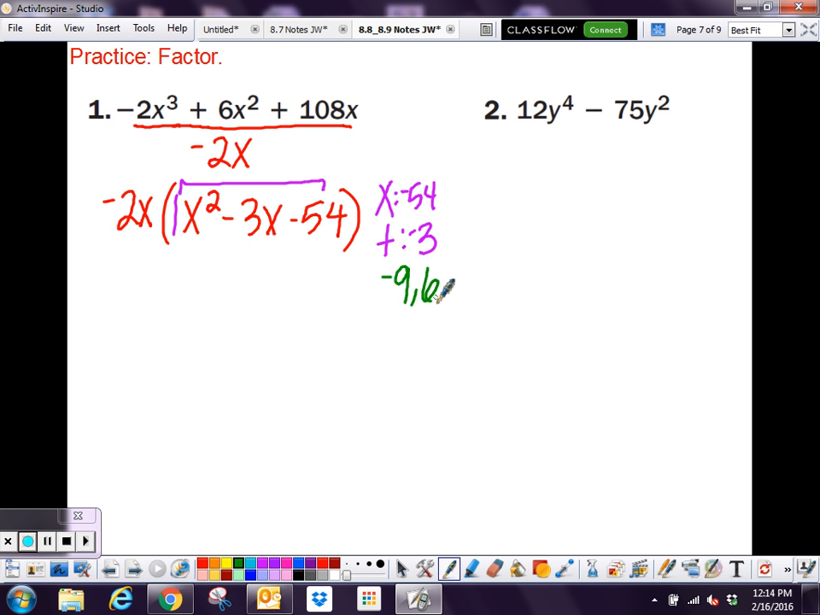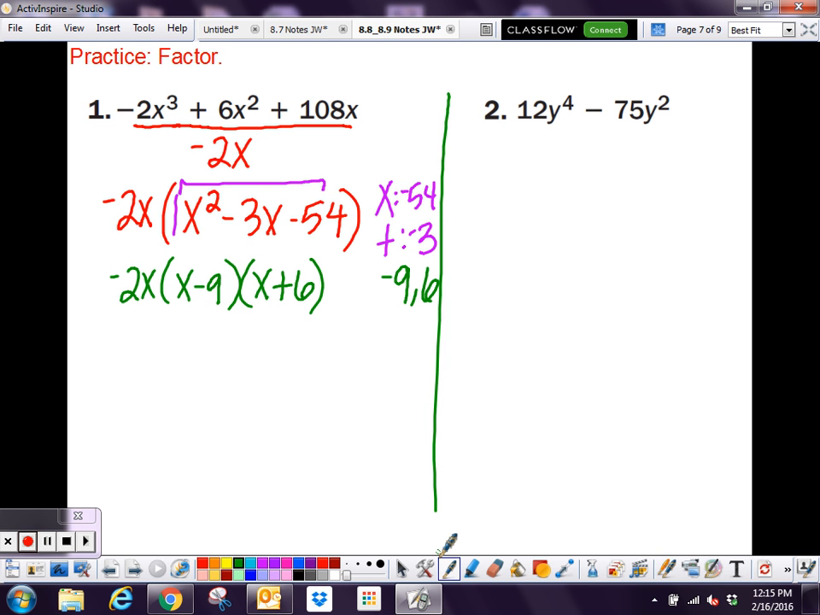Okay, so I can go ahead and write down my answers as x minus 9, x plus 6, and don't forget about that -2x that we brought out from the very beginning. Remember, we do not have to set these equal to 0. We're not looking for solutions. We're just looking for factors. And there is no equal sign anyways.